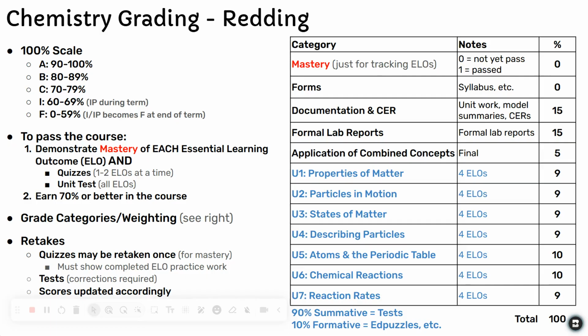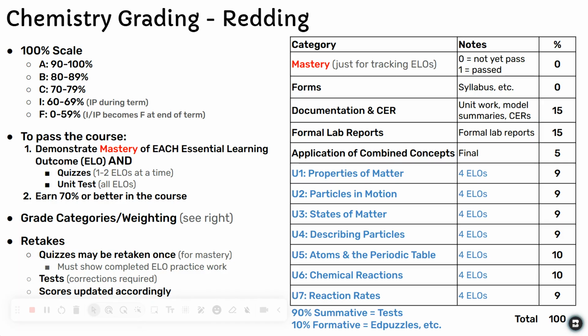Taking a look at the grading breakdown, the first category is what I call mastery, and it really does not contribute points to their grade, but it's a tracking system to show whether or not they have passed the ELOs. We'll see this on an example grade in a moment, but a 0 indicates that a student has not yet demonstrated mastery, and a 1 indicates that they have.